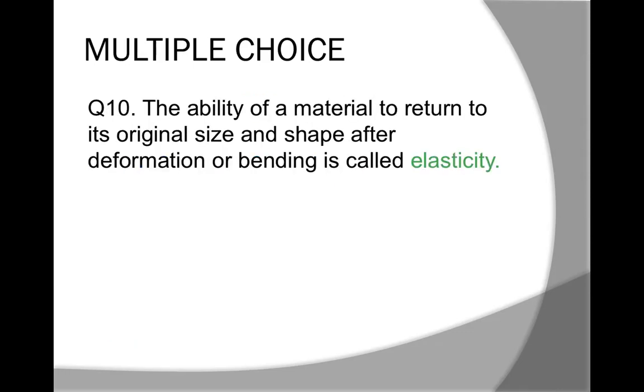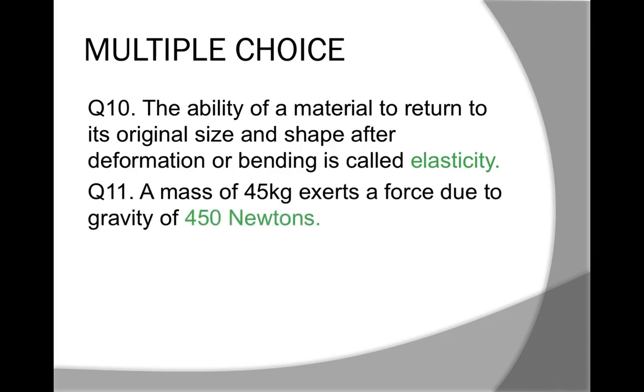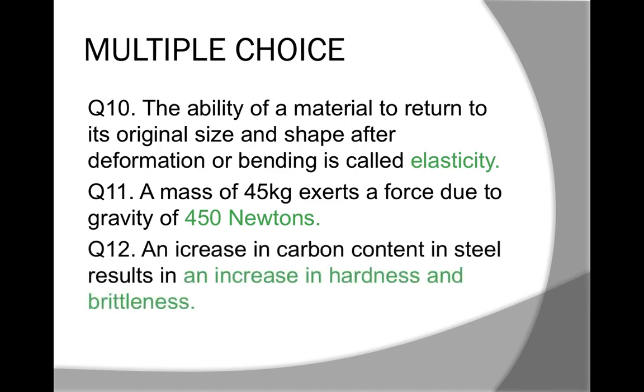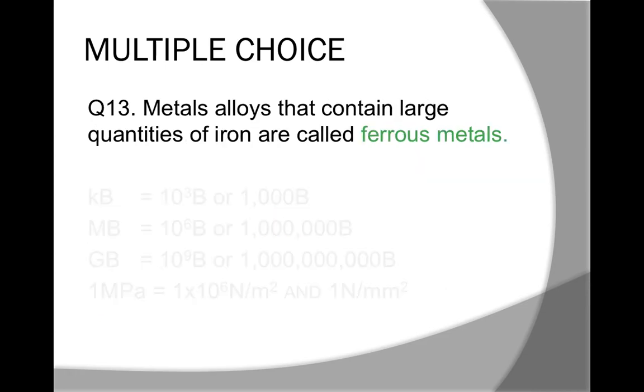Question 10. The ability of a material to return to its original size and shape after deformation is called elasticity. A mass of 45 kilograms exerts a force due to gravity of 450 newtons. Now, it doesn't say on Earth, but we assume, if it's not given, that we're talking about Earth. Given that only 12 people in the history of humanity have ever walked on another planet, Earth is the number we're going to go with. Question 12. An increase in carbon content in steel results in an increase in hardness and brittleness.